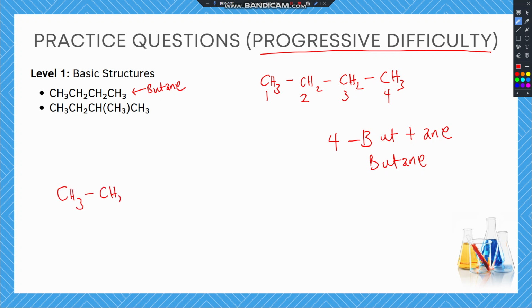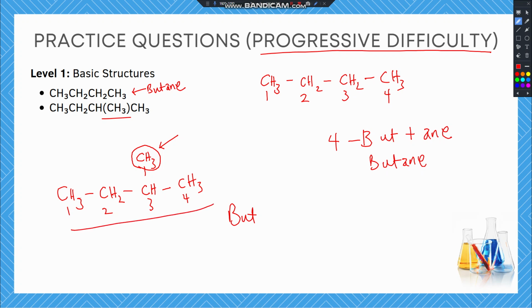bonded to CH2, which is bonded to CH that has this methyl substituent or methyl branch, which is now bonded to CH3. So let's go ahead and name this compound. First things first, we need to identify the longest continuous chain. All right, so we have 1, 2, 3, 4 carbon atoms. So we use the parent name BUT as well. Now we have a substituent or a branch over here. So we need to count in such a way that this guy will be given the lowest number possible.